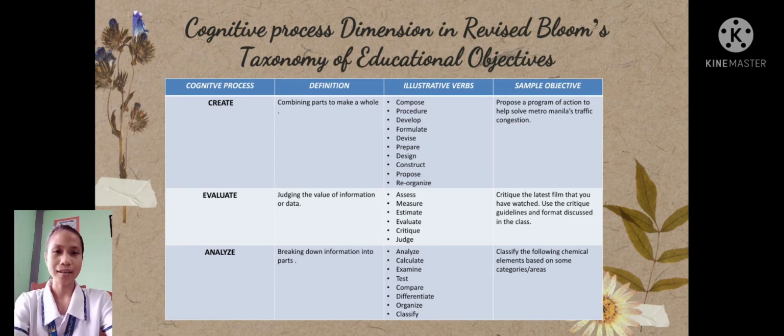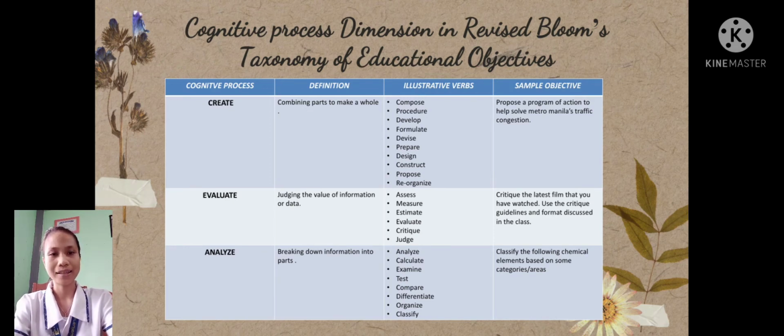Under the cognitive process is create. Create is done by combining parts to make a whole. The illustrative verbs that can be used in create are compose, produce, develop, formulate, devise, prepare, design, construct, propose, and reorganize. An example is propose a program of action to help solve Metro Manila's traffic congestion.